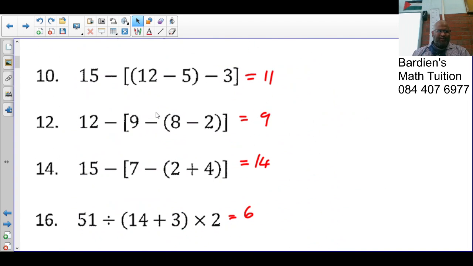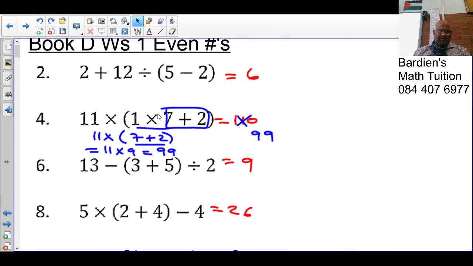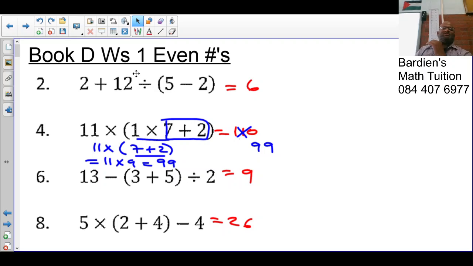Okay, was there any other BODMAS that we needed to mark? No. So for homework, I want you guys to do book D, worksheet 2. Odd numbers, or do the whole worksheet. We'll discuss the whole worksheet tomorrow. So tomorrow's lesson we'll start off with BODMAS, just going to flip it around a bit, because I want to look at squares and square roots. Enjoy the rest of your day.